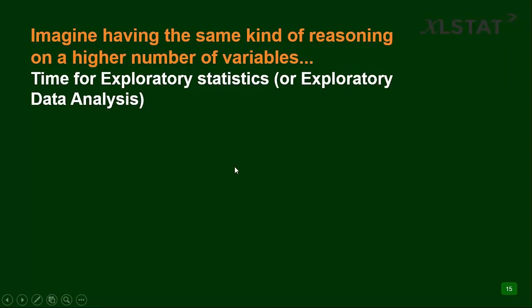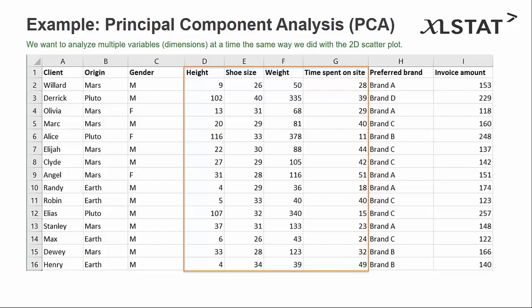So now it's time for exploratory statistics, or exploratory data analysis. Imagine you want to summarize all the information carried by those four variables. Some of you could say that we could use a 3D scatter plot to illustrate the information carried by three variables: height, shoe size, and weight. But what if we had 10 variables or 15 variables or 4 variables? The human eye cannot see in 4 dimensions. There are techniques such as PCA that will help us summarize the information carried by many columns on very simple charts. And that's what we're going to see right away.